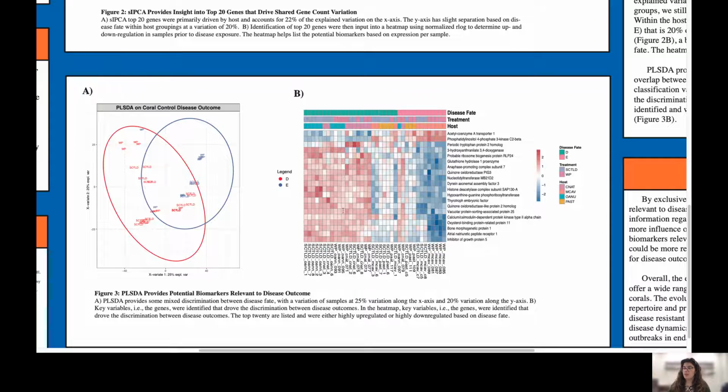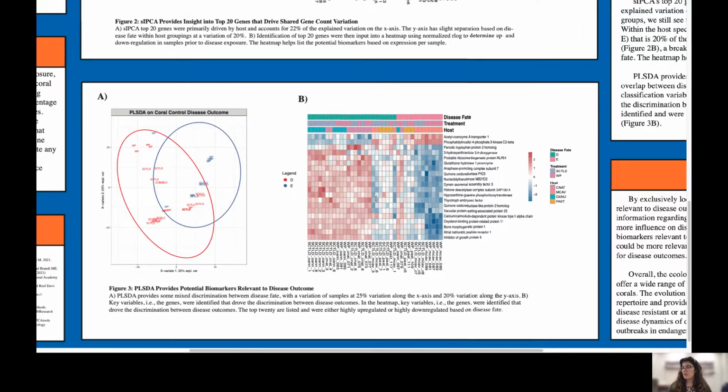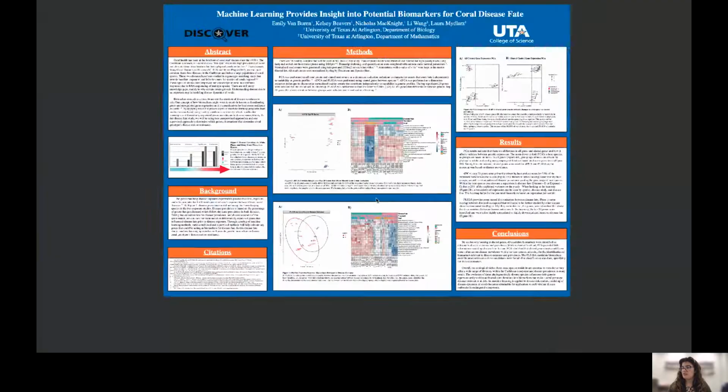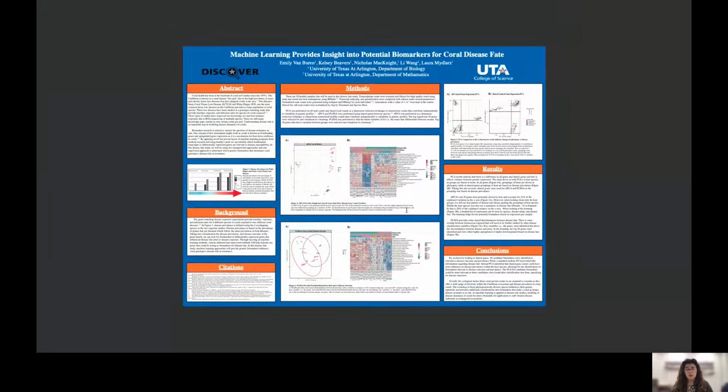So we see some highly expressed genes based off of an unfavorable disease outcome. And then we see some that are downregulated prior to disease exposure and pathogen challenge. So overall, these patterns from the machine learning allow for 40 different biomarker candidates to be identified within this study and the shared species.